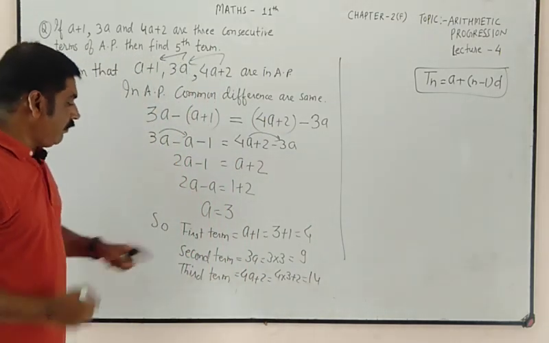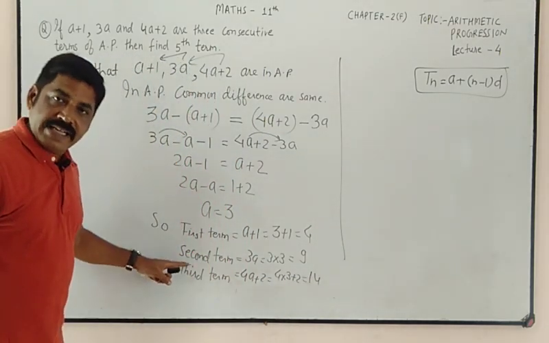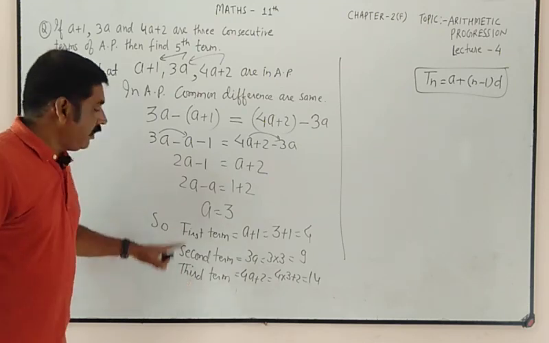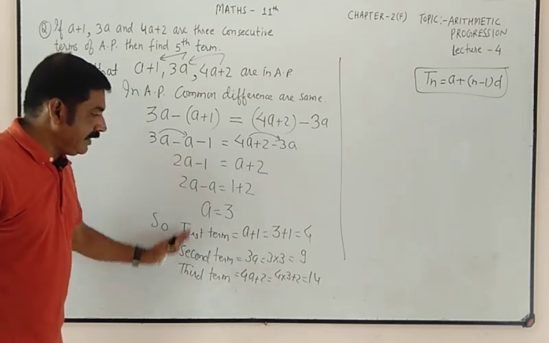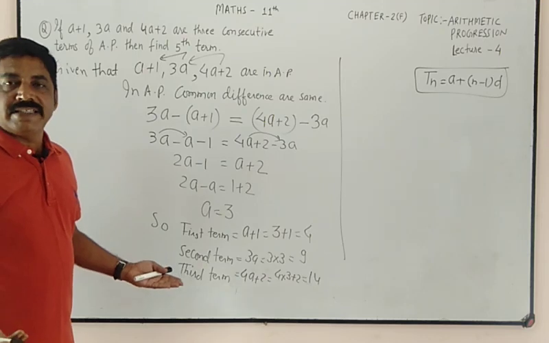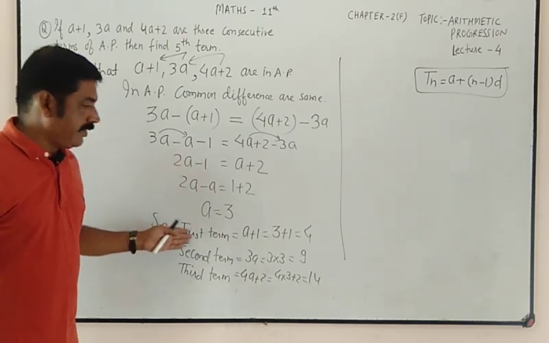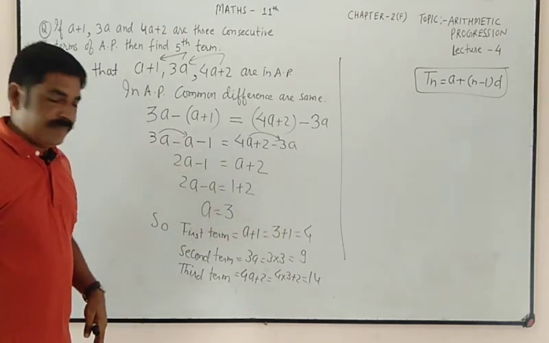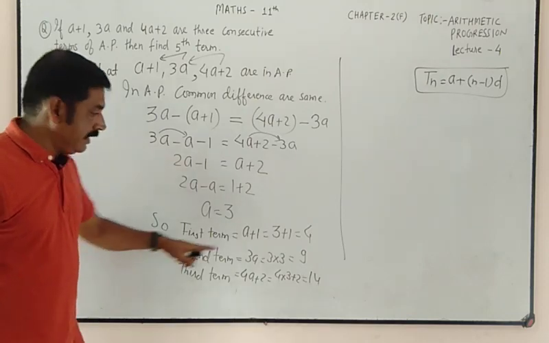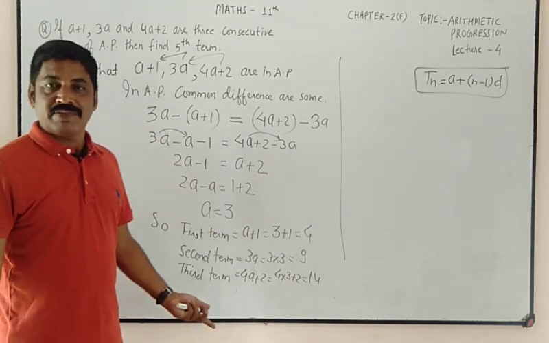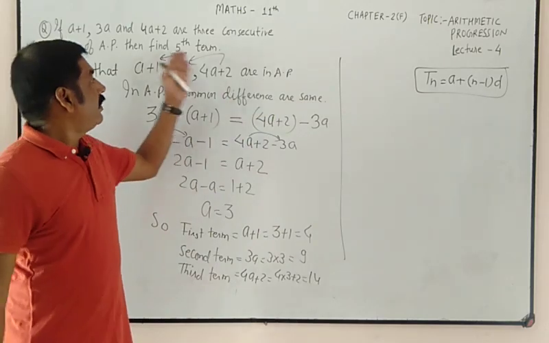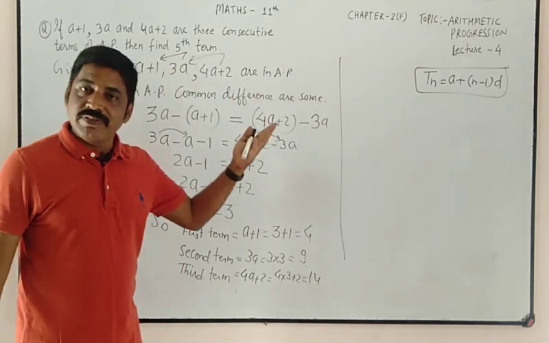Now we have first term, second term and third term. With the help of these three terms, now we can easily find first term. Yes, we have first term is 4, and common difference we can easily find, second term minus first term, and T5, fifth term we have to find.